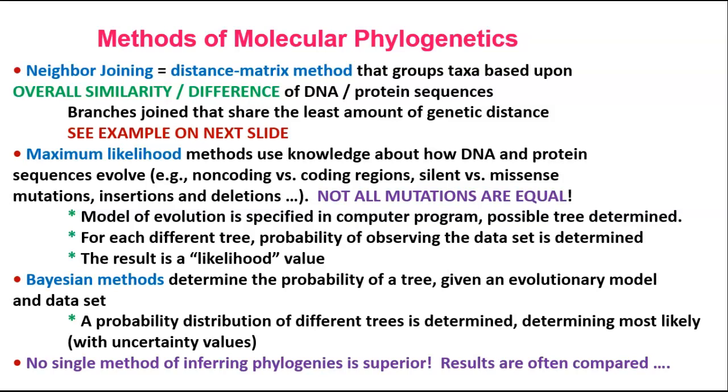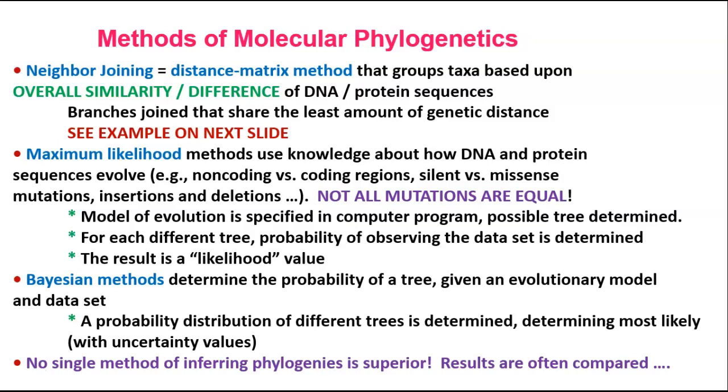And the result that you are given at the end of the analysis is a likelihood value. So the higher the likelihood value for a particular tree or arrangement of branches, then the more likely we would accept that as the hypothesis of how things are related.